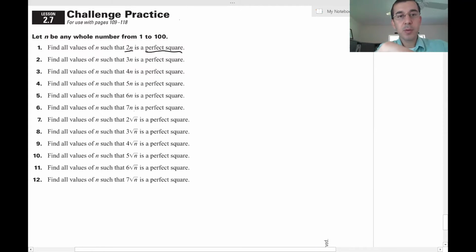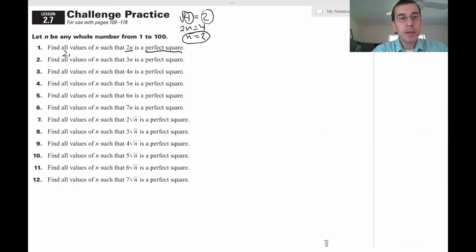Now, what is a perfect square? Well, the square root of 4 is 2. So 4 is a perfect square because the square root of 4 is an integer. So in that case, 2n is 4 is one solution. So n is 4 over 2. That's 2. So n is 2. That's one. Find all values of n. So 2 is one value, but there are so many, right? So what is a better pattern, or how can we solve these?